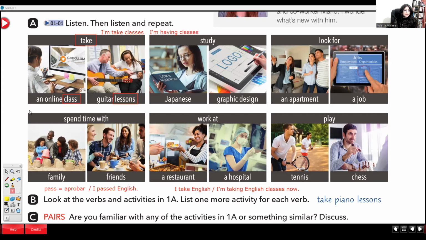What else? Let me just show you. Study, I think it's fine. We all know how to use this verb. It's not a problem. The problem that I usually get with my students is when they want to say look for. So look for in Spanish means buscar, and it's mandatory to use for after look. Otherwise, it doesn't mean buscar. Those two together mean buscar.